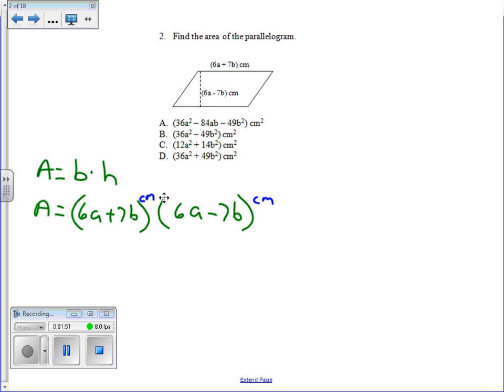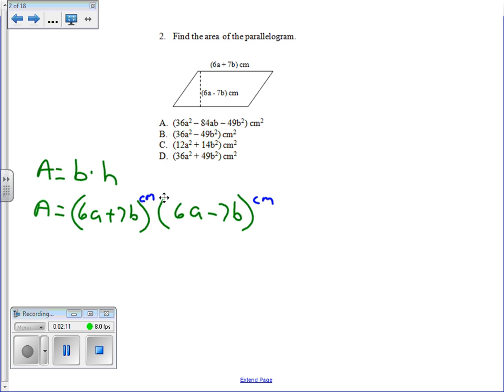So if I look at the two binomials, I have 6a plus 7b, 6a minus 7b. This is the difference of two squares again. So my answer is going to be 36a squared minus 49b squared. But some of you need to see that this is going to work out that way.